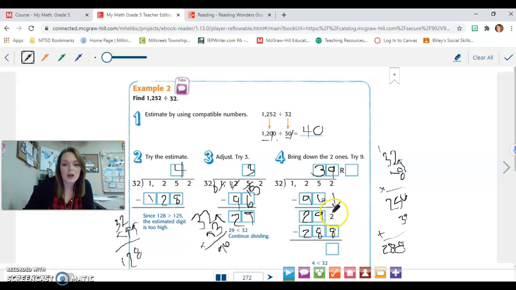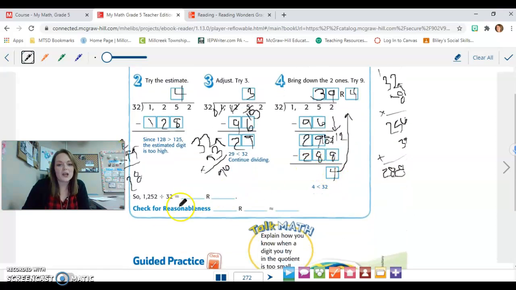So we're going to subtract. Can I take 2 away from 8? No, so this becomes a 12. I need to borrow from my neighbor. 9 minus 1 gives me 8. 12 minus 8 gives me 4. 8 minus 8 gives me 0. 2 minus 2 gives me 0. My remainder is 4. So my answer is 39 remainder 4.